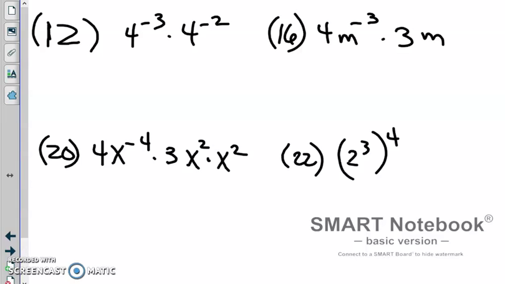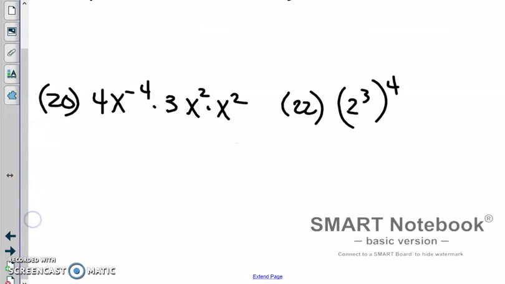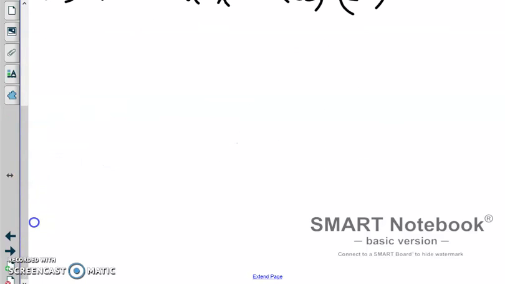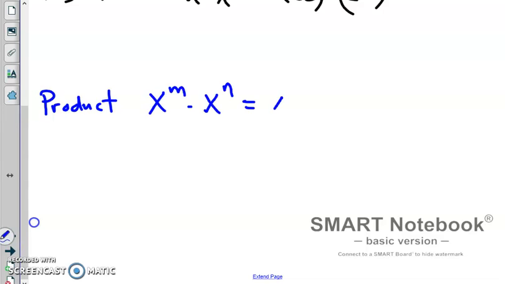So we have four. Basically, we have 4 rules at this point. Let me back up and let's talk about the 4 rules we've talked about, and then we're going to look at some problems from the worksheet. So what we have is the product rule. That was the first rule. So x to the m times x to the n is equal to x to the m plus n.